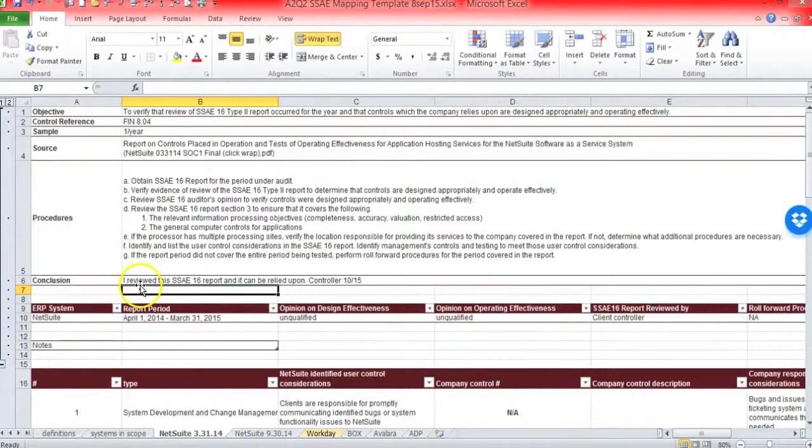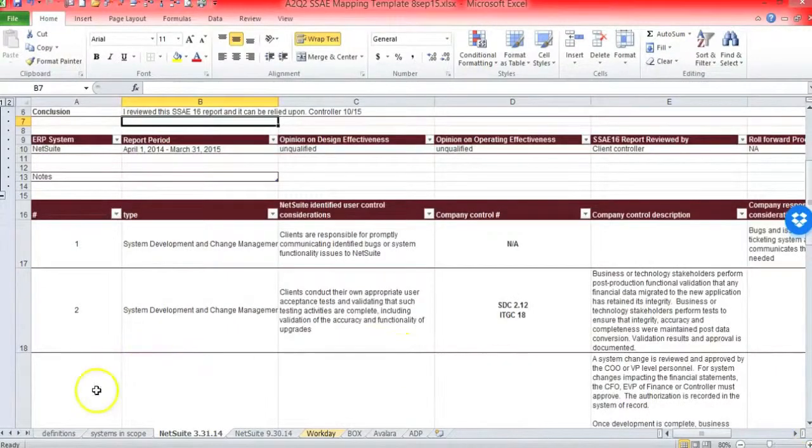So now at least you have documentation, and now this is the ideal situation for your clients or for your auditors, because now they can say, I can see all the procedures that you've done, I can see that you've mapped out your user control considerations, and you've also mapped out your exceptions, and you're done. Congratulations!